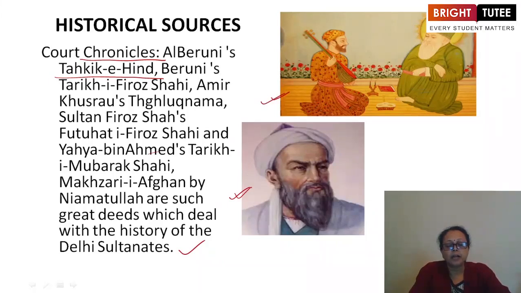So, not only Al-Baruni and Amir Khusro, but there is also Firoz Shah's Futuhat-e-Firoz Shahi and Yahya bin Ahmad's Tarikh-e-Mubarak Shahi, then Makhzan-e-Afghani by Niyamatullah. So, Al-Baruni, Amir Khusro, Niyamatullah, these are the great works done by them. And the idea we are getting about this Delhi Sultanate has been collected from their chronicles, the written work done by these writers.